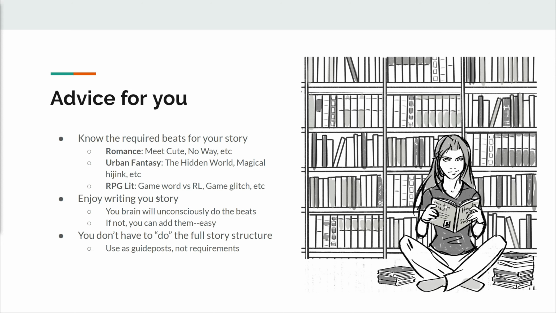In urban fantasy, some of the required beats are the hidden world aspect of the story, and there's usually some kind of magical hijink that happens as well. There's a lot more that goes into that, but those are the required beats. And with RPG lit, you have to have the gaming world versus the real life world, and then there has to be some kind of game glitch. And I actually really like RPG lit. It's growing into one of my favorite genres right now.